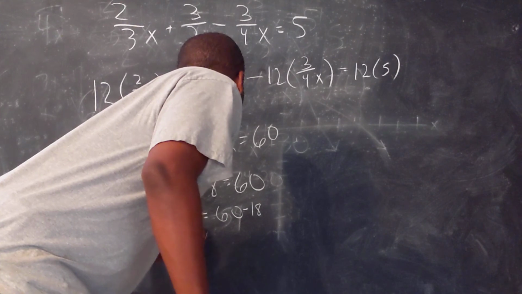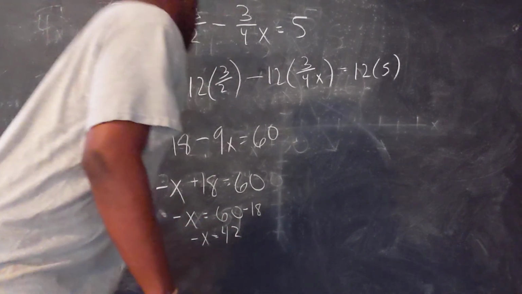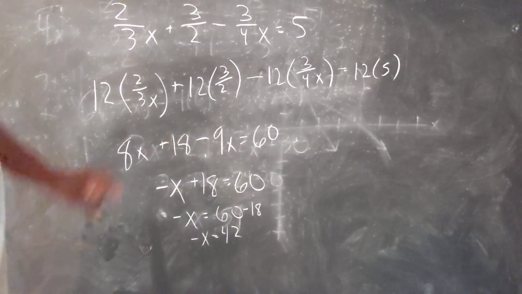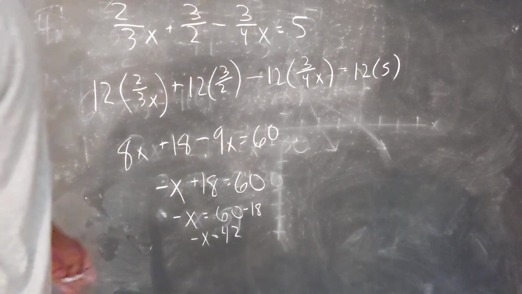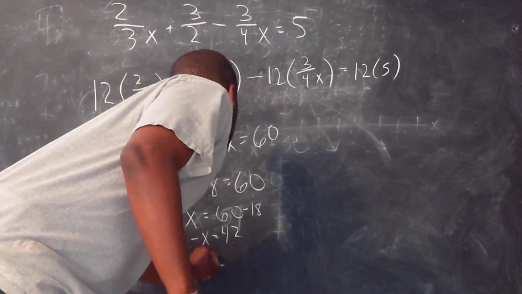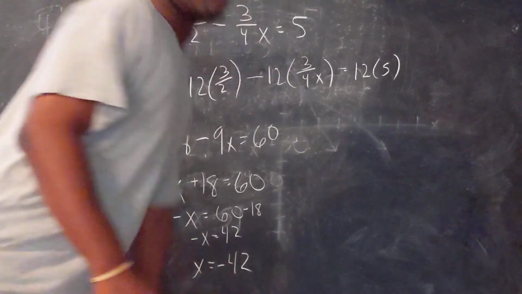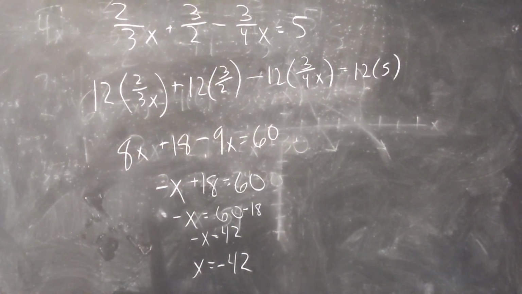So that's negative x is equal to 42. Okay, divide both sides by negative 1. So x would be equal to a negative 42. That's what we have in that case.